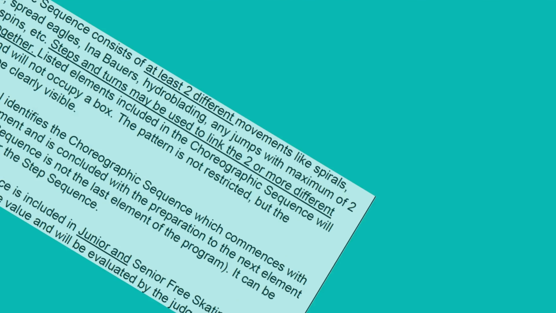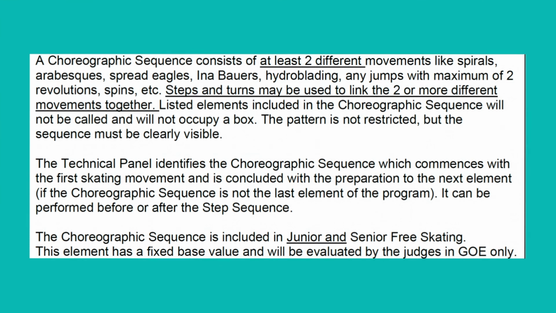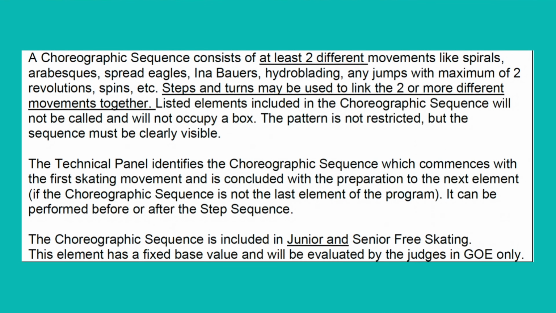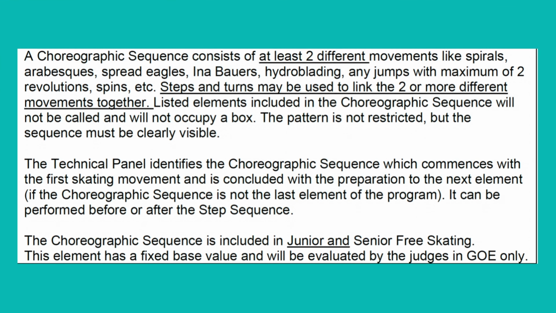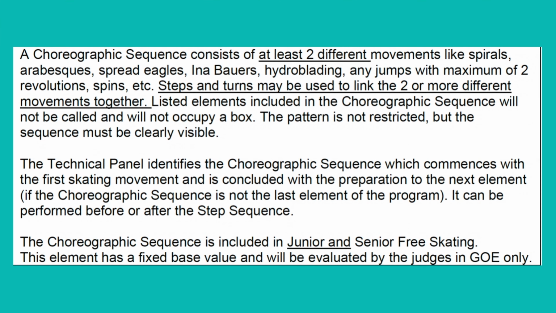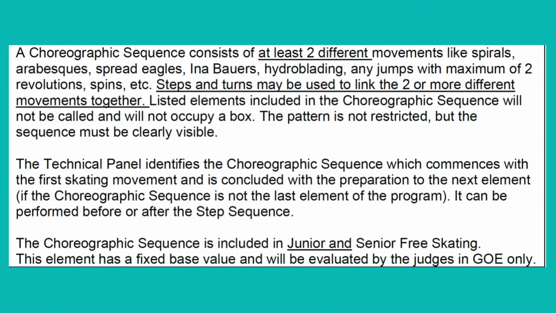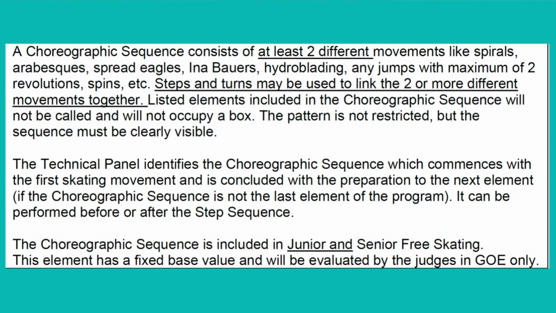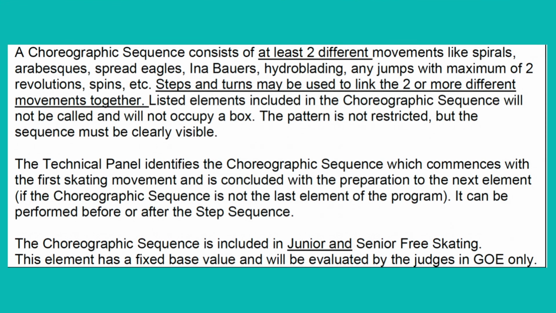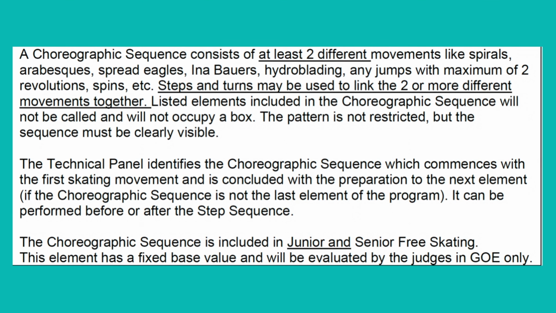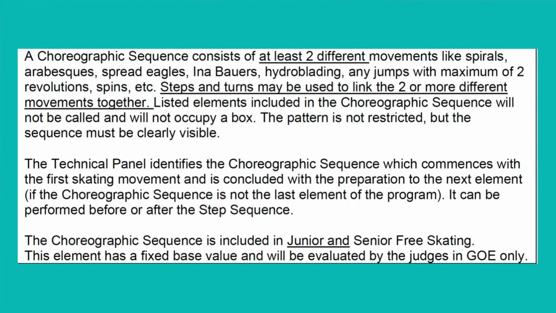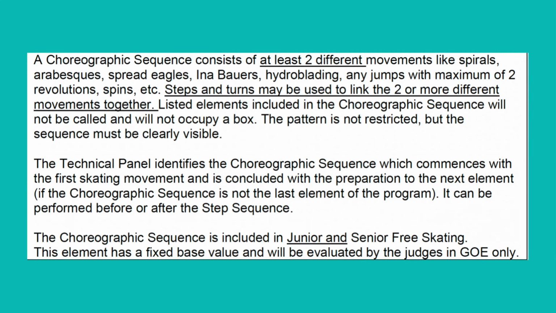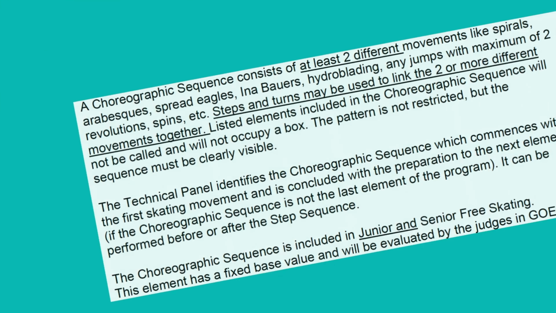If we look at the one from last season, a choreographic sequence consists of at least 2 different movements, like spirals, arabesques, spread eagles, Ina Bauers, hydroblading, any jumps with a maximum of 2 revolutions, spins, etc. Steps and turns may link the 2 or more different movements together. Listed elements included in the choreographic sequence will not be called and will not occupy a box. The pattern is not restricted, but the sequence must be clearly visible. The call should be choreographic sequence confirmed if the sequence will be counted, or choreographic sequence no value if it's not confirmed.